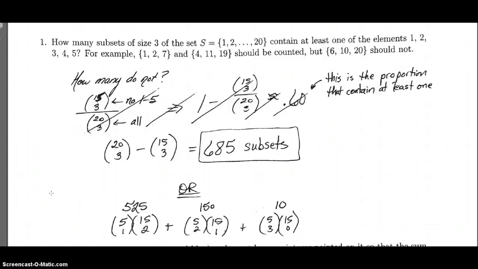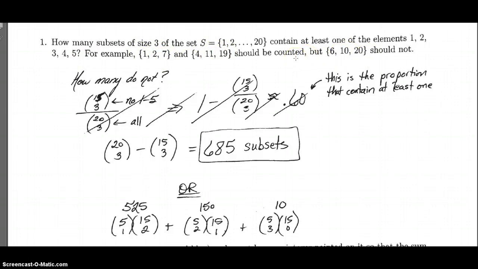Okay, here we have subsets of size 3 of the first 20 positive integers. And we want to know how many of those subsets have at least one, maybe more, of these elements: 1, 2, 3, 4, and 5. And it gives an example of 2 that would count and 1 that would not.